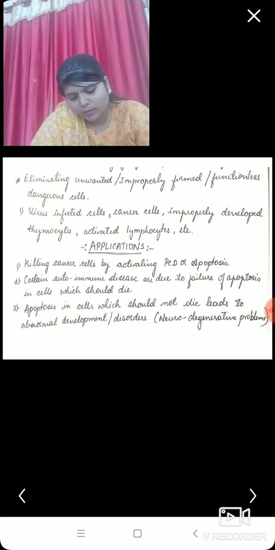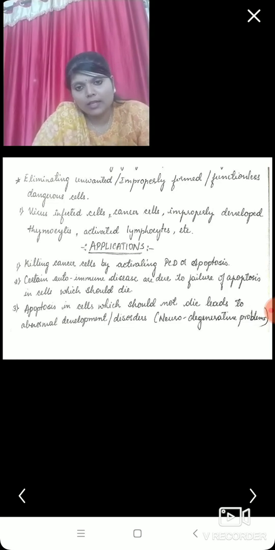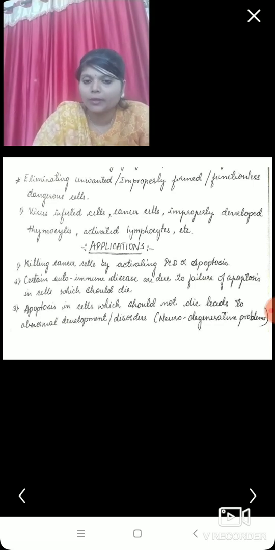One of the important applications we can see in the case of apoptosis is that certain autoimmune diseases can also be reduced, or they can be due to a failure of apoptosis in cells which should die. If the cells die when they have to, certain immune diseases are not going to occur. If the immune system is proper, then proper functioning of the cells can take place. If that fails, it leads to improper functioning of the cells, which gives way to the failure of apoptosis if the autoimmune system is not working.